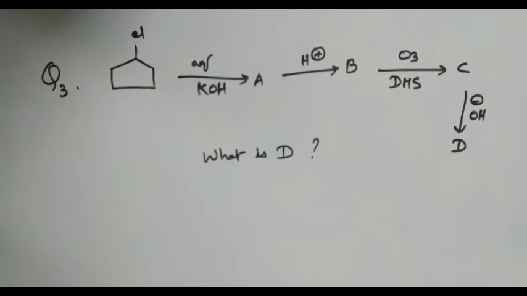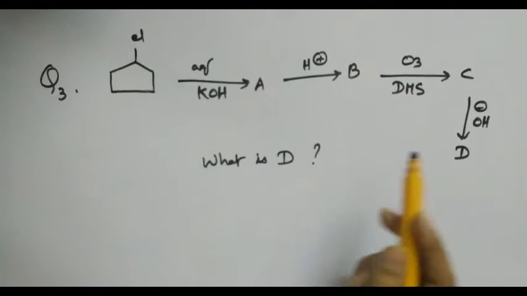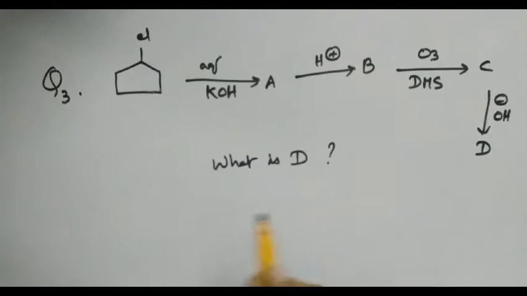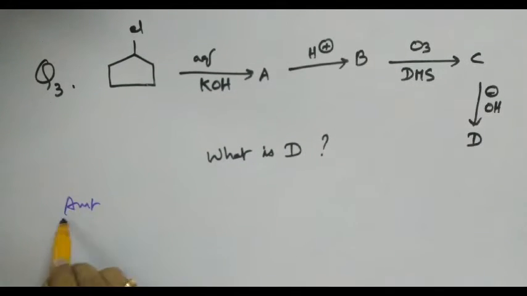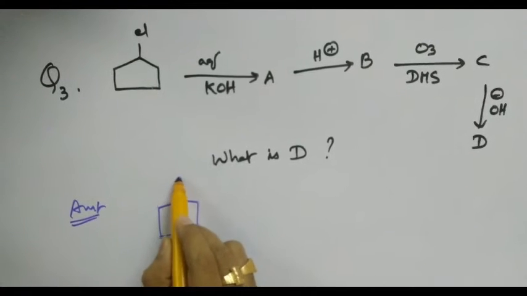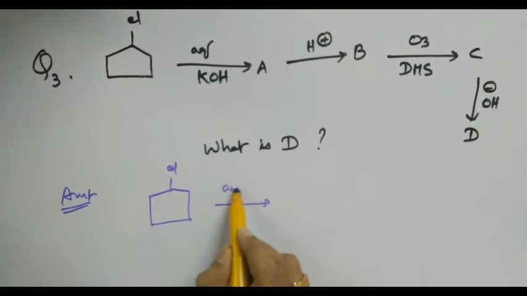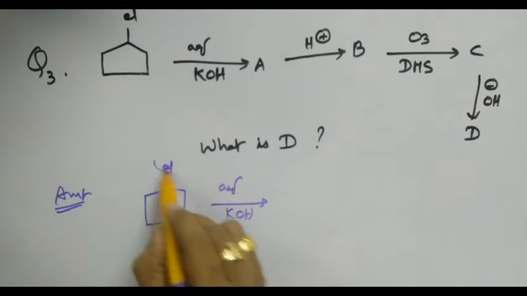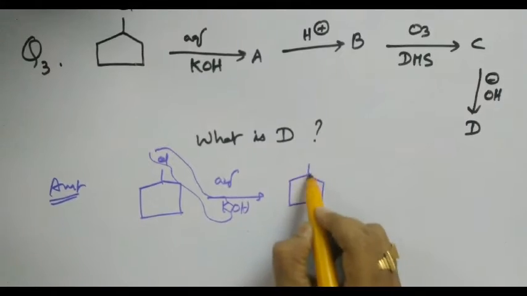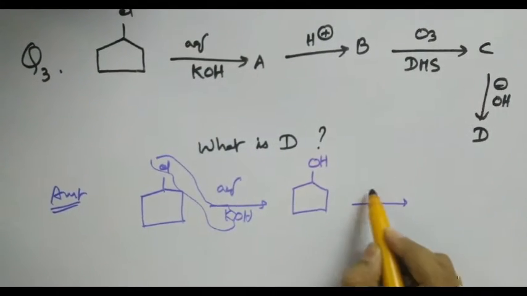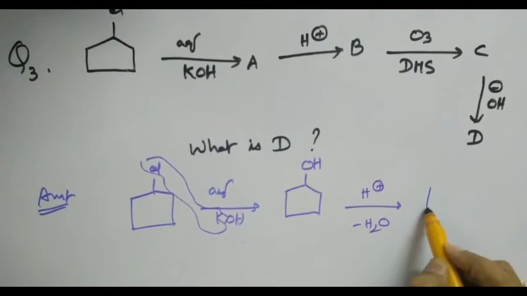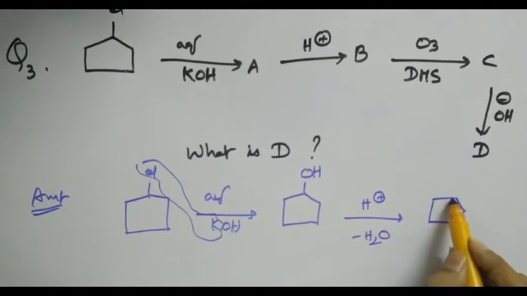That's it. In question number 3, he has given this sequence and he is asking for the final product D in this reaction. To answer this, initially he has taken cyclopentyl chloride and treated it with aqueous KOH. As a result, KCl will be removed and it becomes cyclopentanol. This on treatment with a proton undergoes dehydration and gives cyclopentene.